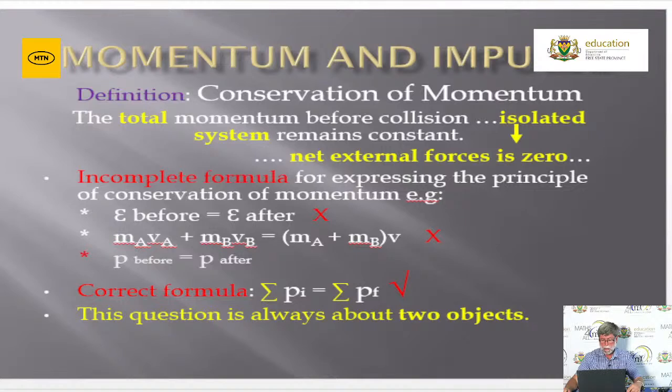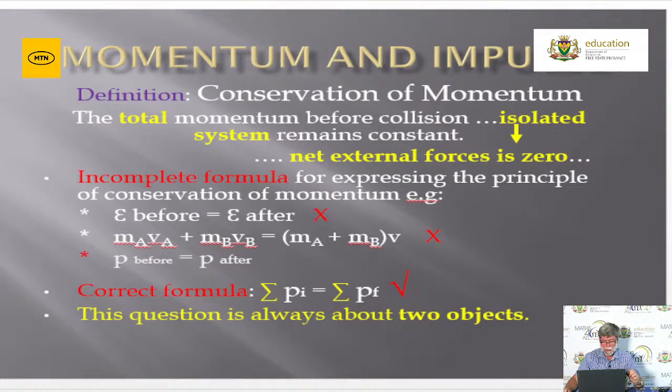And I know we work with linear movement and linear collisions, but you don't have to say the total linear momentum. It's not wrong to say it, but this conservation of momentum applies for all kinds of collisions, so you can just say the total momentum before collision in an isolated system remains constant, or the total momentum before collision equals the total momentum after collision. But the keywords are the total momentum before and after, and then it must be in an isolated system.